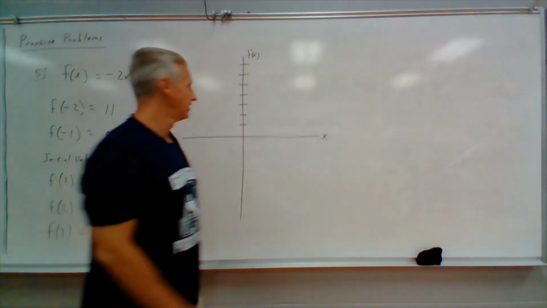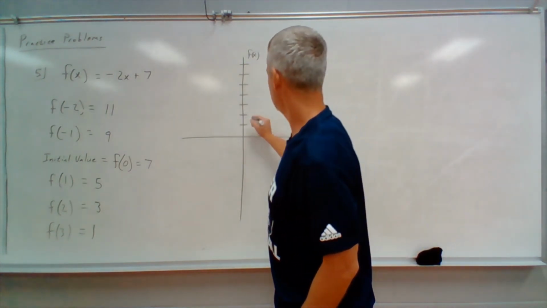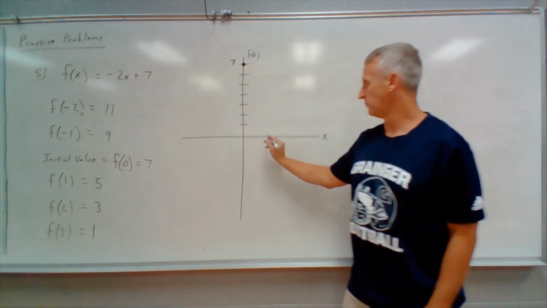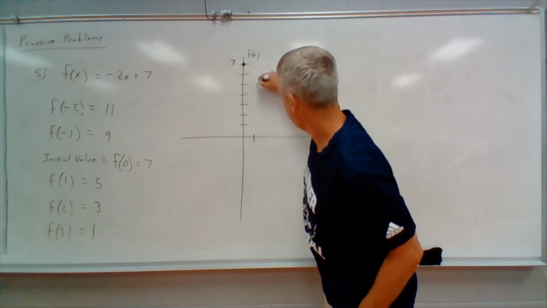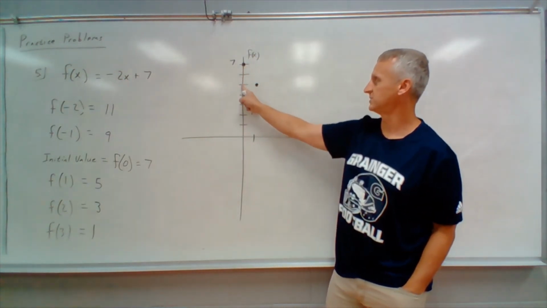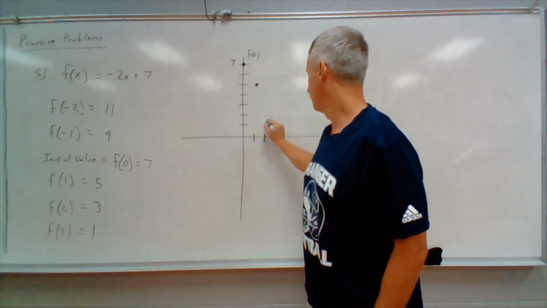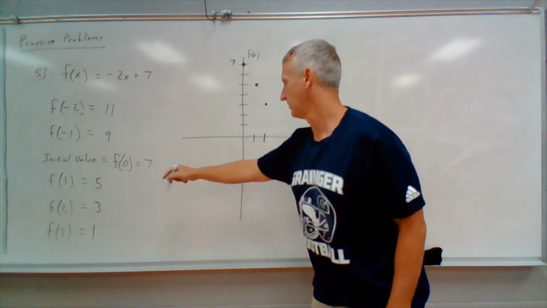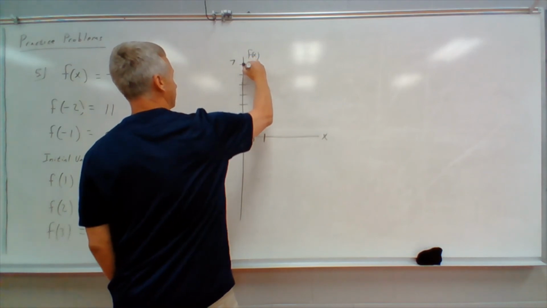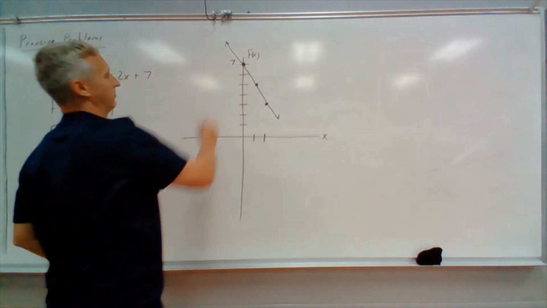All right, so come over here and let's graph it. My initial value is 7 here. F of 1 is 5, which is right here, and we know the slope is -2, so I know we should go down 1, 2, and over 1, so that makes sense. F of 2 is 3. And again, we went down 2 and over 1, just like we should. And since we can plug in all values of x, we will get that straight line.